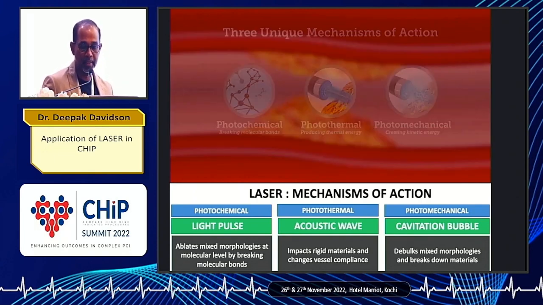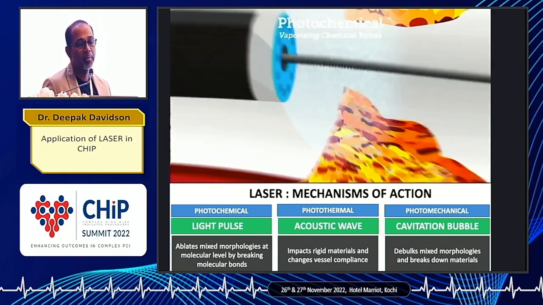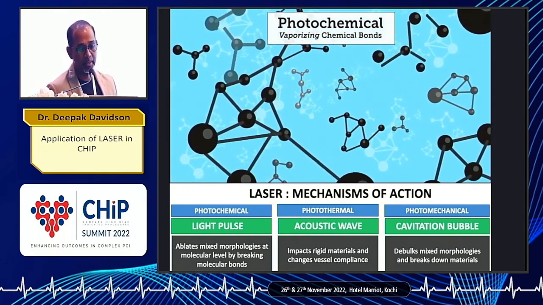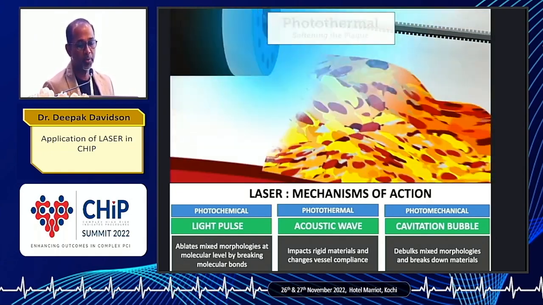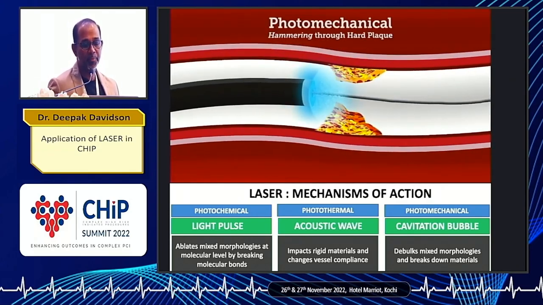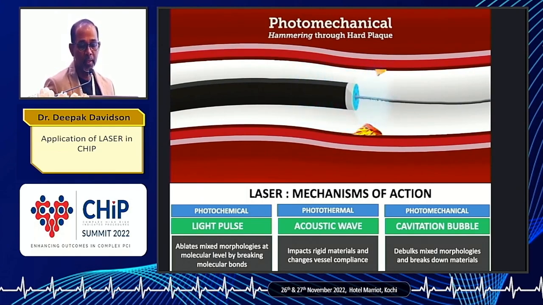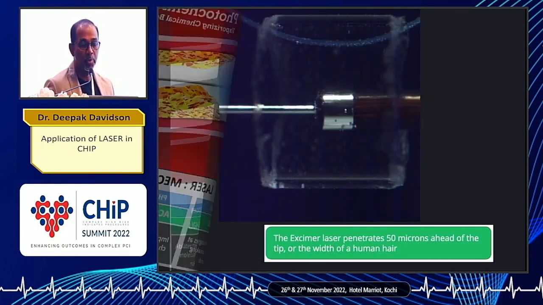And photomechanical debulks again the mixed morphologies. It breaks down the materials due to cavitation bubble, so that ultimately, when you have a difficult lesion, it debulks the vessel. It opens up the vessel so that you could push the balloons or stents easily inside the vessel. So primarily it's a jackhammering effect. As the catheter moves through that, the cavitation bubble and all the other mechanisms open up the vessel so that you have a path created for the balloon and the stent to move into the vessel.